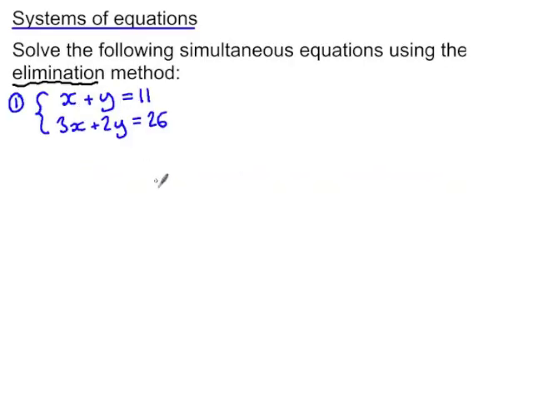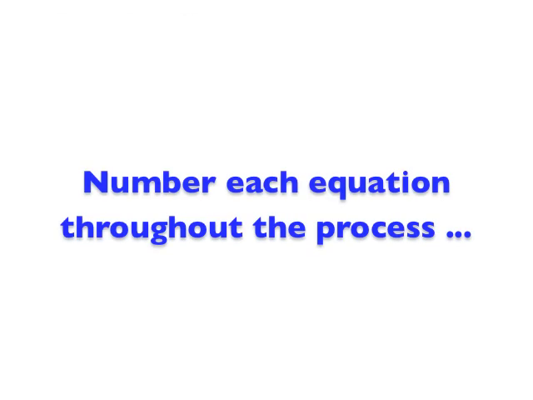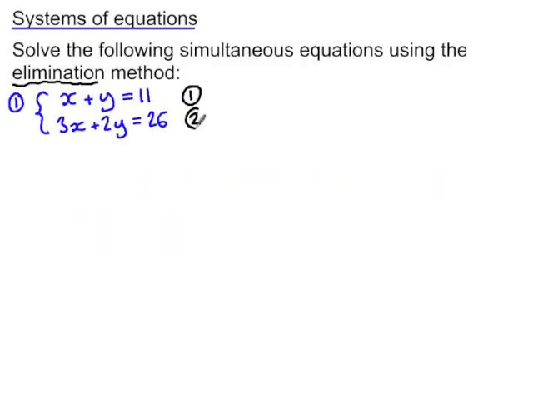So there's a couple of different ways that we can proceed with this example. Essentially, in order to eliminate either x or y, we need to multiply one of the equations, or sometimes both of the equations, so that the coefficient of x or of y is the same, and then we can look at subtracting or adding the equations together. So we'll start by numbering the equations 1 and 2, and we're going to keep track of each process that we follow.